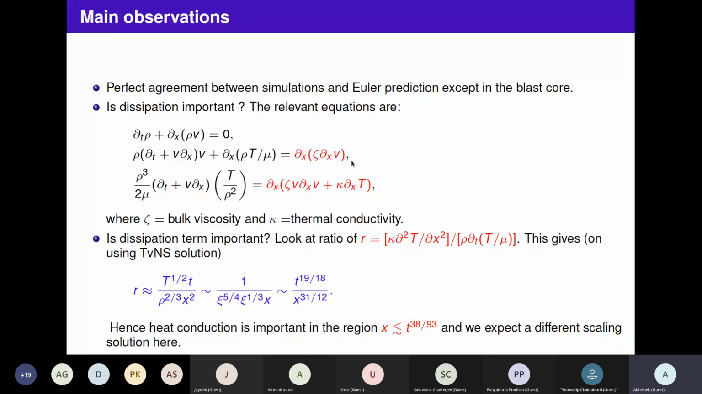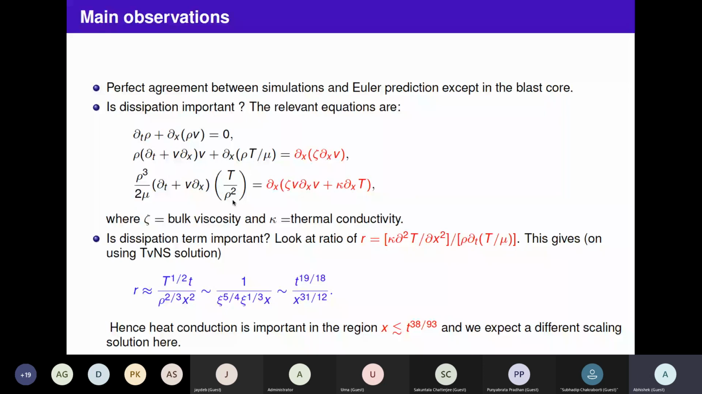A quick way to check that is to take the exact solution that we have and plug it into these red terms, and compare their values with what we have on the left hand side, right? This is kind of a self-consistency check. We have dropped some terms, but now from the solution we ask, was it right? So this is what I'm doing here. We look at the ratio of this heat conduction term to some term on the left, just the time derivative of T by rho.